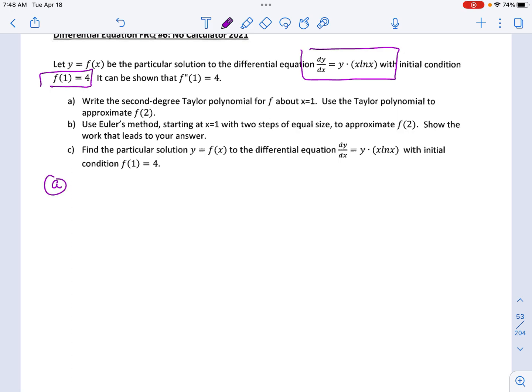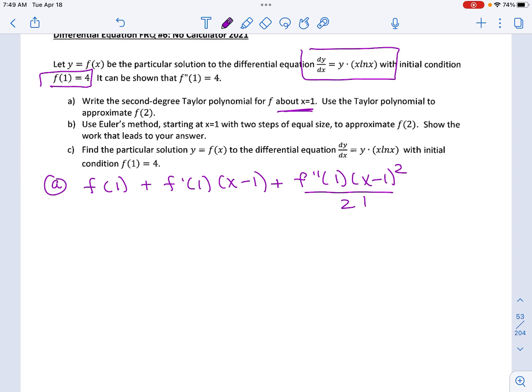So if you remember, the way we create a Taylor polynomial is we start with the function at that value, which is 1 that we want, because we want it about x equals 1. Then the first derivative, and remember, it's about x equals 1, so you want x minus 1. And we want the second degree, so we need to get all the way to the second degree, which is x minus 1 squared over 2 factorial. So this is what we need to try to figure out.